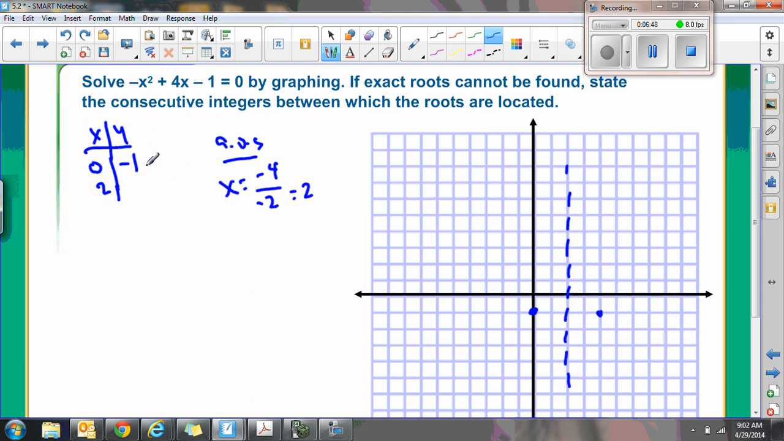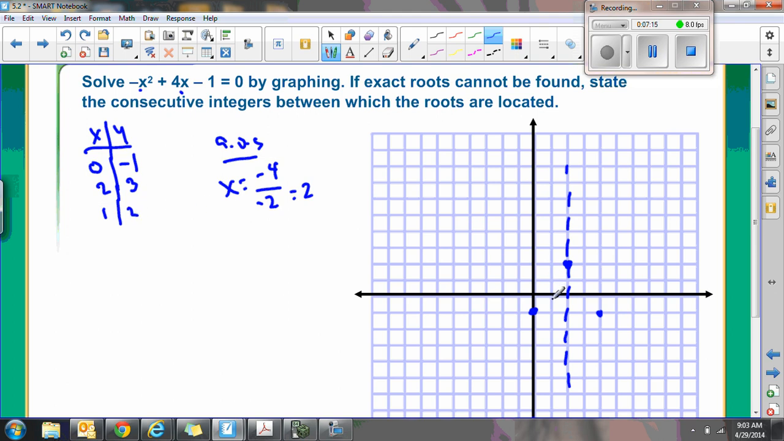Let's find out where that vertex is. So I'm going to take 2 and plug it in for x. So 2 squared is 4 times negative 1 is negative 4. Plus 8 makes that positive 4. Minus 1 gives me 3. So 2, 3 would be the vertex. We get one additional point here, so we're going to plug in 1. So 1 squared is 1 times negative 1. So negative 1 plus 4 is 3. Minus 1 gives me 2.